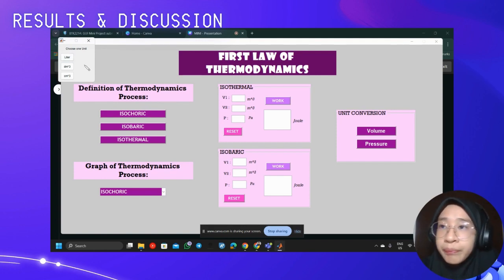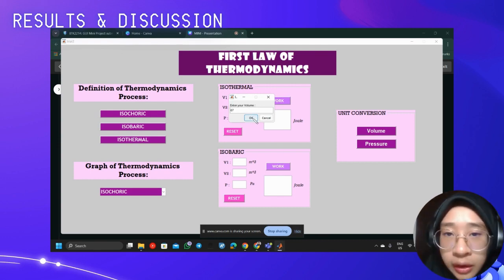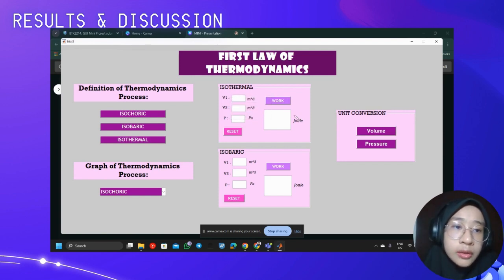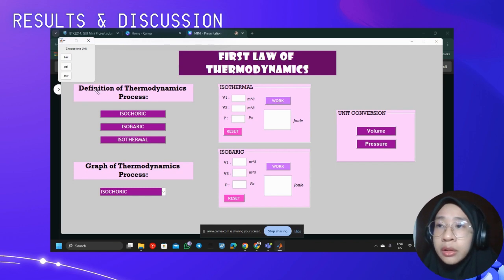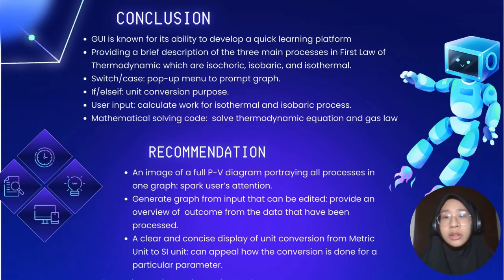In problem solving questions, for example, you have liter, and then you just have to put in your current data. For example, you have 67 liter, and then okay, you already have it in SI unit. The same goes for the pressure parameter. You have it in Torr, for example, you also put in the same thing, and then the result will appear in Pascal unit. So, in conclusion, we can say that GUI is known for its ability to develop a quick linear platform, because we insert the input that we have and a result can be generated through the commands that we already set in the GUI.